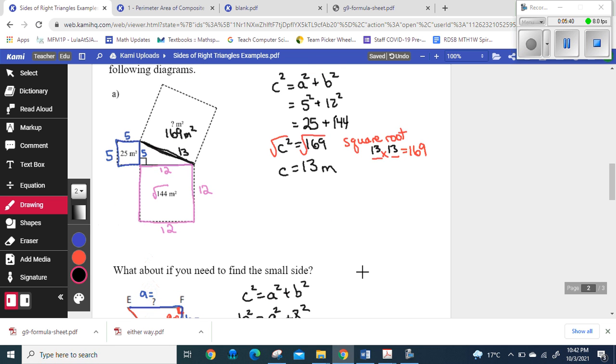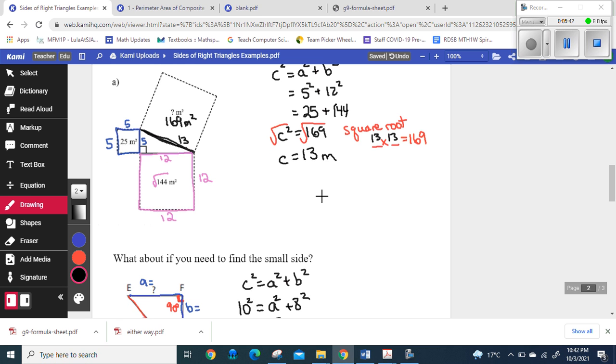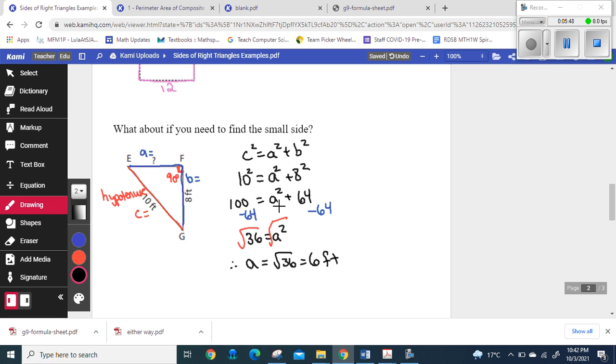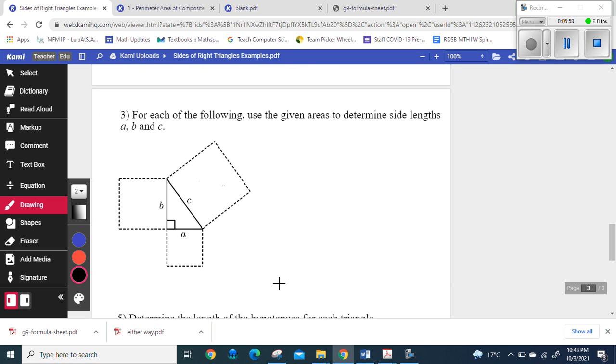So that's basically what we do. We're going to start with our equations. We're going to stick in whatever numbers we know. And if we're looking for the longest side, we add them up and square root it. And if I'm looking for one of the shorter sides, I have to subtract the short side from the long side. Make sure you square each number individually, and then square root to finish it off. Let's try a few more.